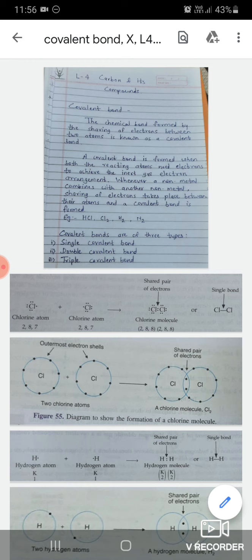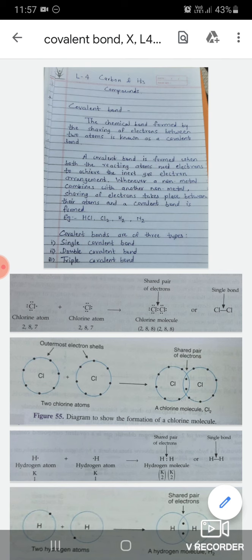Now let's see some examples of single covalent bond. Single covalent bond, single. So here there is only one single line between. If you see, this means chlorine. In the example of chlorine, in the bond formation there is a single line. It means only one electron is shared by two chlorine atoms. These chlorine atoms are non-metals. So covalent bonding can take place between two similar elements or two different elements.